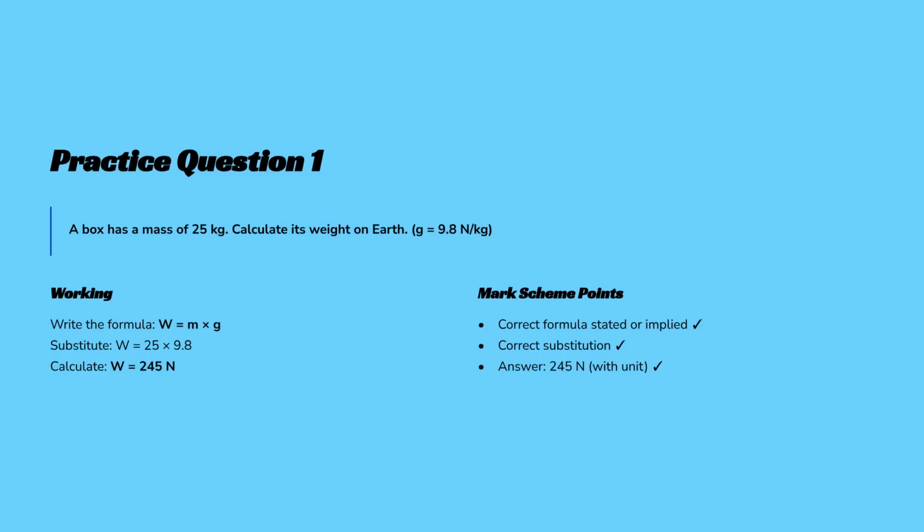Let's practice. If a box has a mass of 25 kilograms, we calculate its weight on Earth using the formula weight equals mass times gravity. Multiplying 25 by 9.8 gives 245 newtons.